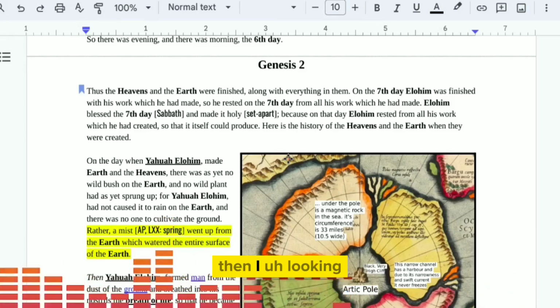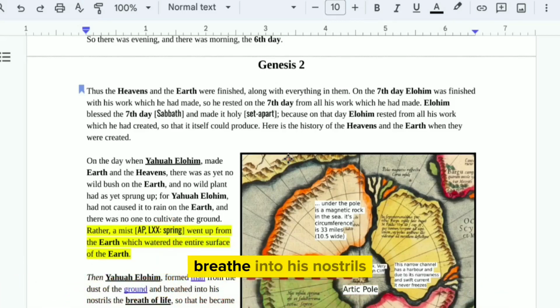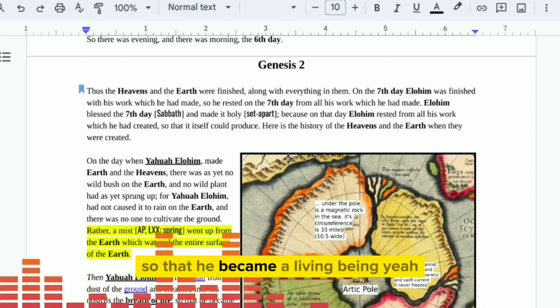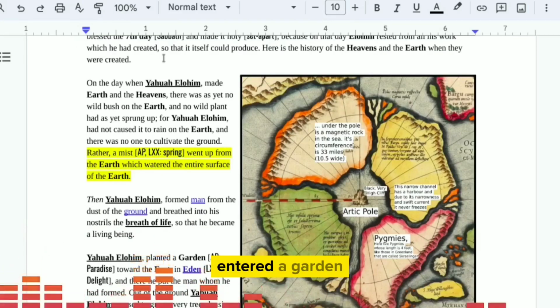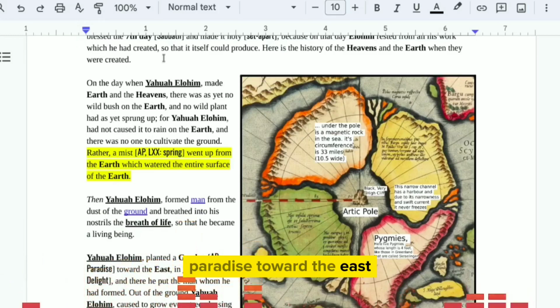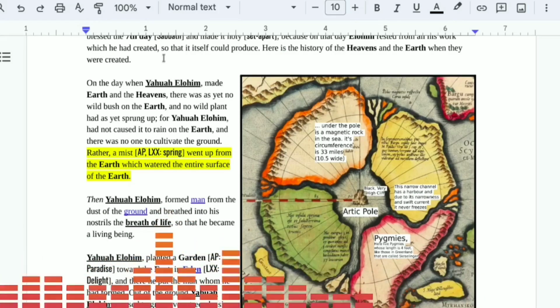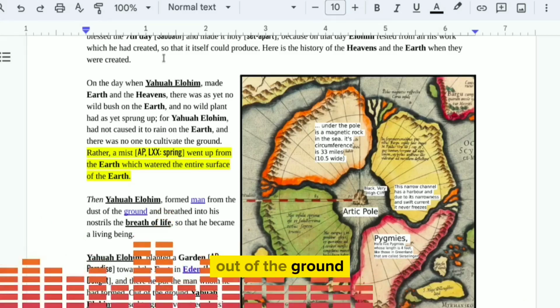Then Yahuwah Elohim formed man from the dust of the ground, and breathed into his nostrils the breath of life, so that he became a living being. Yahuwah Elohim planted a garden, paradise, toward the east in Eden, delight, and there he put the man whom he had formed out of the ground.